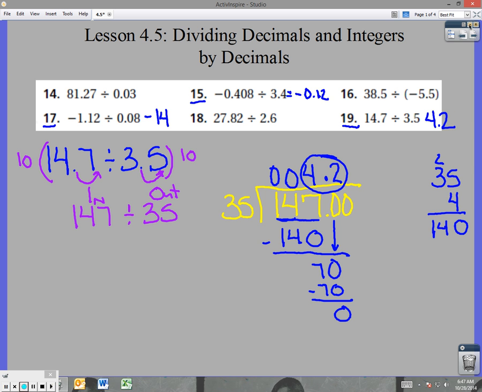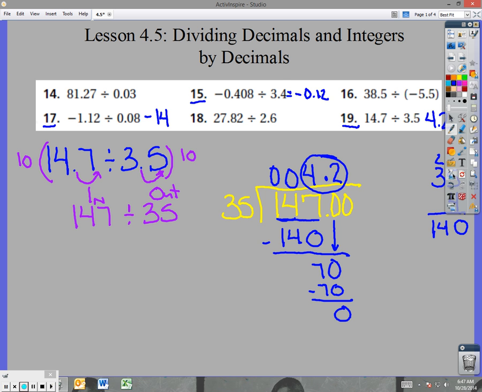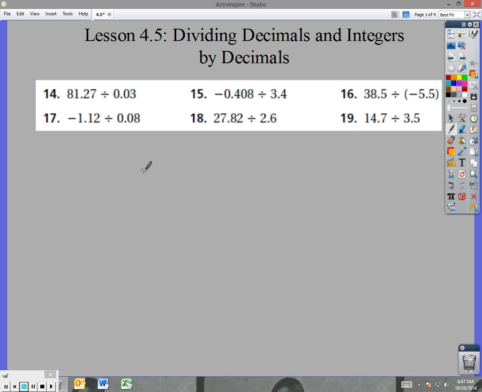Now, I did promise you that I would tell you the answers to the other questions. Number 14. If you do number 14 on your own, and you want to see if you get it right, the correct answer for that would be 2,709. Large number. For question 16, if you do it on your own, the correct answer would be -7. And then for question number 18, if you do it, you should get 10 and 7/10.